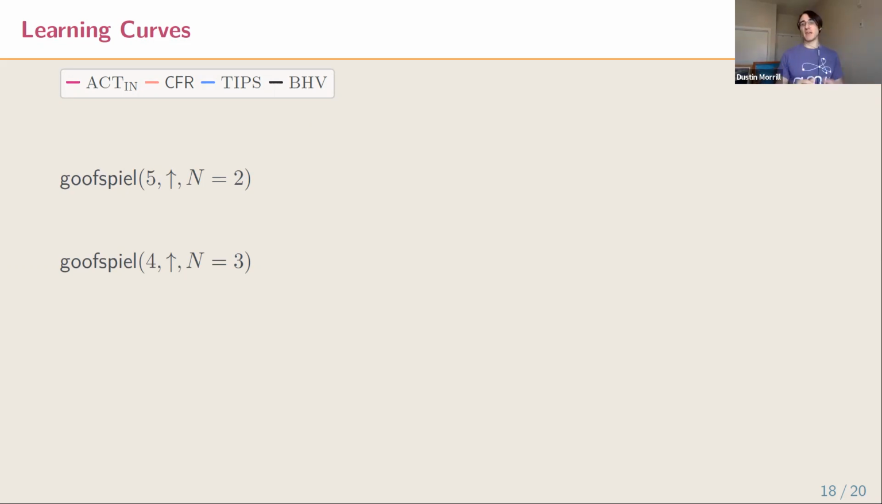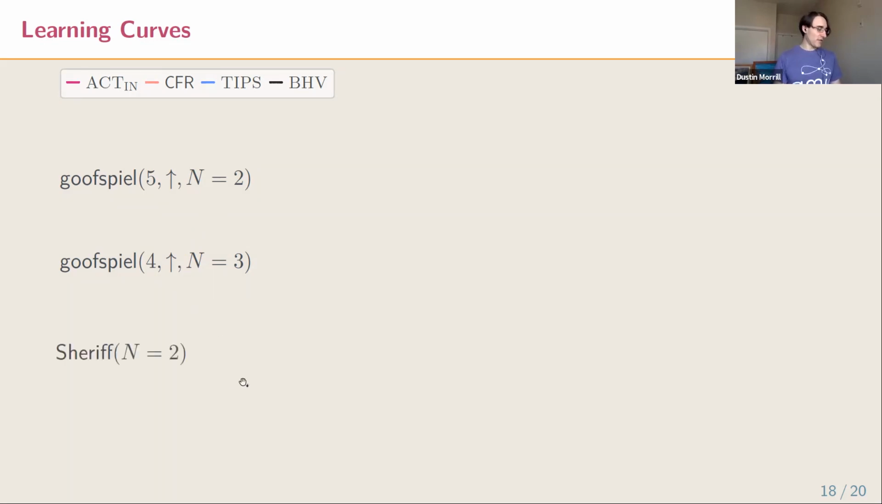The details of these games aren't going to matter too much, but I'll tell you the salient features. So we're going to have two different versions of Goofspiel. Goofspiel is an imperfect information card game that's notably zero sum because you're scored on whether or not you win the game. But the important thing between these two different variants is that in one version we have 2 players, and in another version we'll have 3 players.